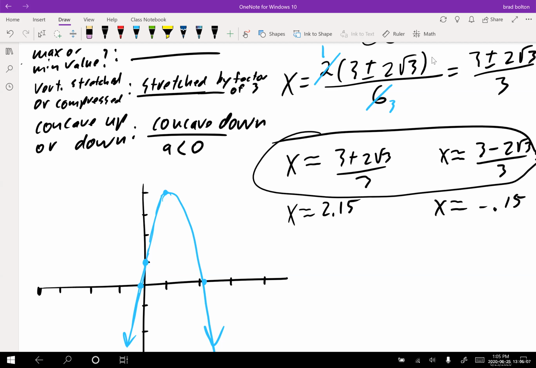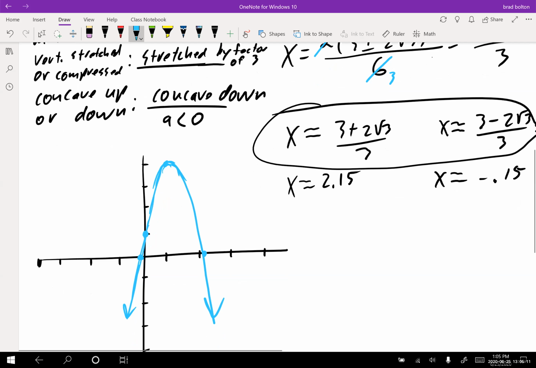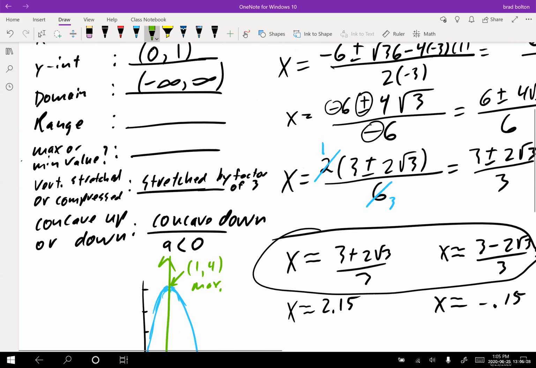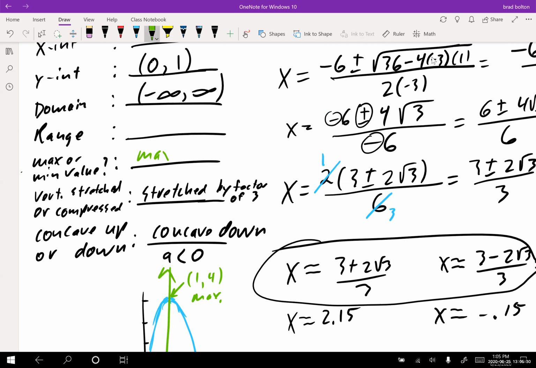Kind of like that, I guess, right? So that's my parabola. Okay, and then my axis of symmetry goes right down the middle like that. That's my axis of symmetry. And this number right here, is that a maximum number or a minimum number? That vertex, (1, 4), is a maximum, okay? So we come over here and we're going to say the max value is 4.